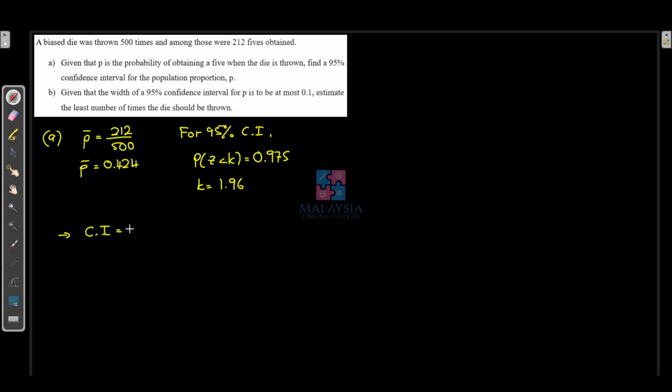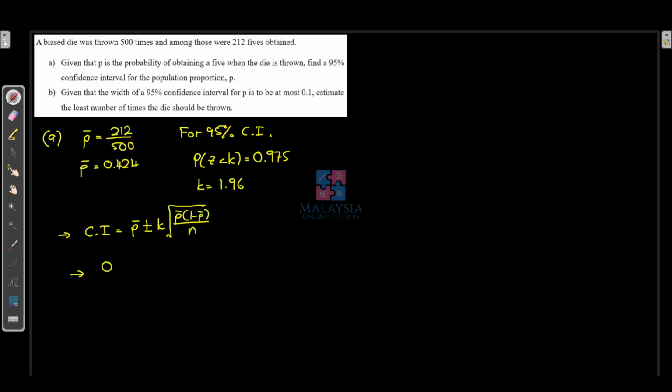So for the formula for population proportion, we can write it first, because all this while in this video we have been doing population mean, right? So this is the first question that we have seen on population proportion. The formula is going to be P bar, the sample proportion, plus minus K, times the square root of P bar times 1 minus P bar over n. This is the formula.